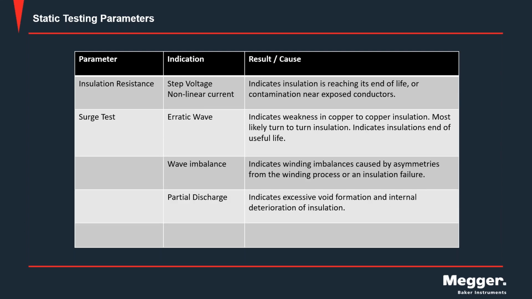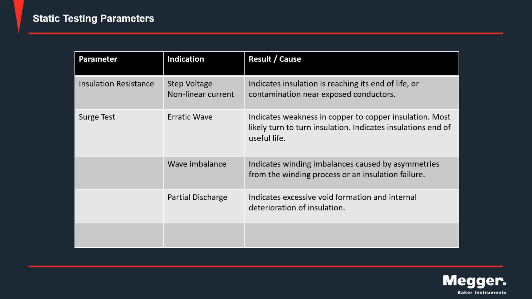Also with insulation resistance, specifically the step voltage test helps us out here: a nonlinear response in current as we raise voltage up. This is an indication of insulation reaching its end of life and contamination near its exposed conductors. Surge testing, we get an erratic wave. That's the shifting of the wave as we raise voltage up. That's an indication of turn-to-turn or copper-to-copper insulation issues.